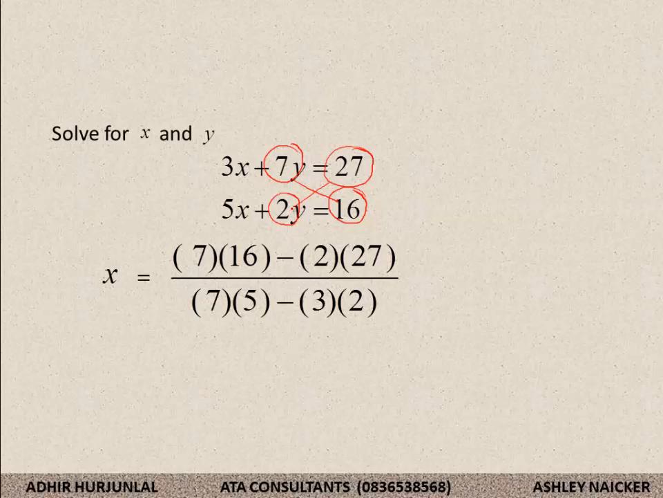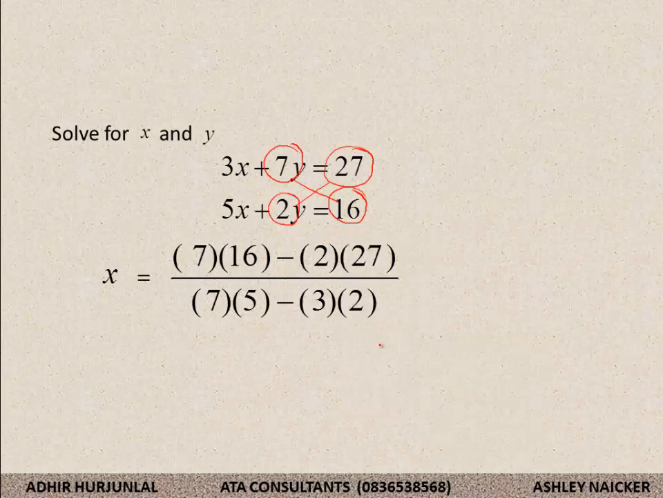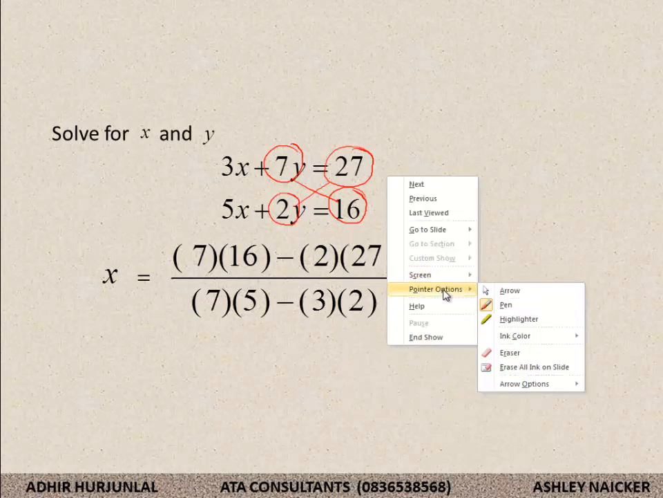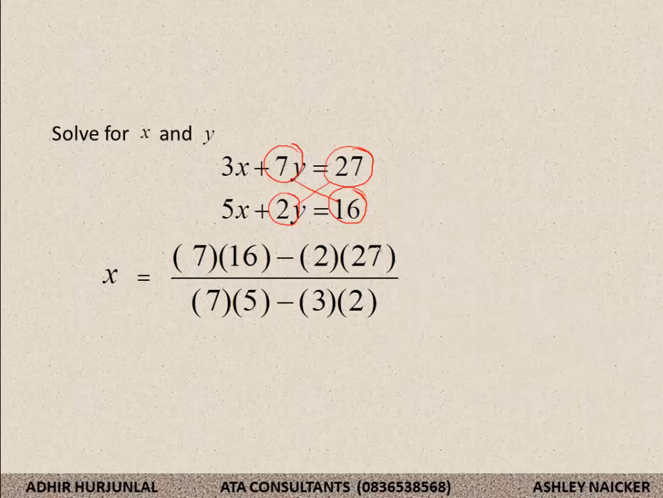Once I finished off with that approach, the next approach that I used, let me just change the color, let's go with a different color. In order to get the denominator, what I did was I used the 7 times the 5, and then it was the 3 multiplied by the 2, and that will lead me to the denominator.